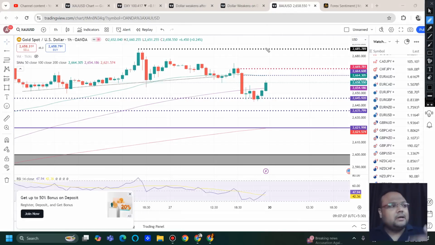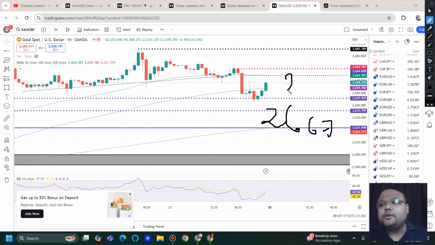So if you are a scalper, if you love to take a risk in the market, then you can look for a 30-40 pips quick sell around 2667 and 2670. These are the two levels where you can look for a quick sell on the chart of gold on Monday. But these are risky levels, not reliable levels at all.